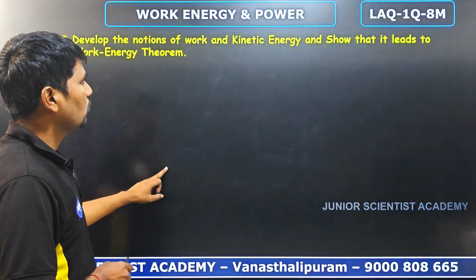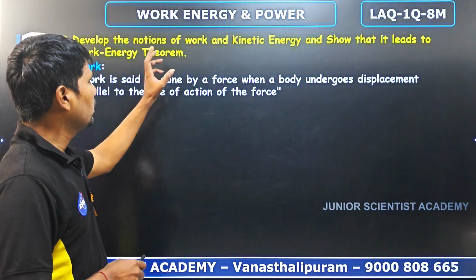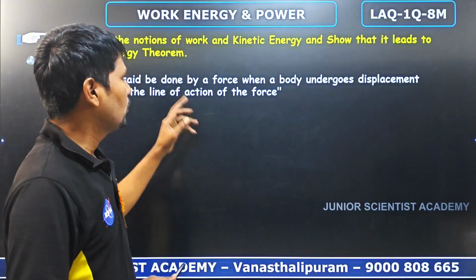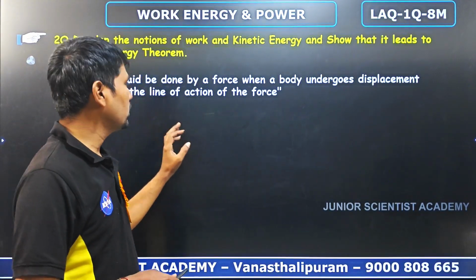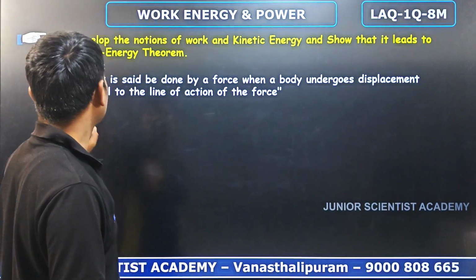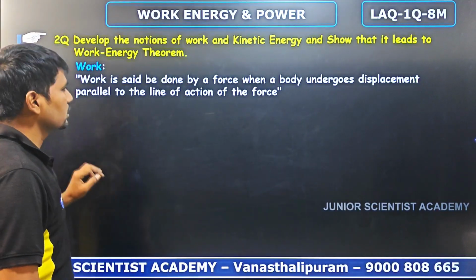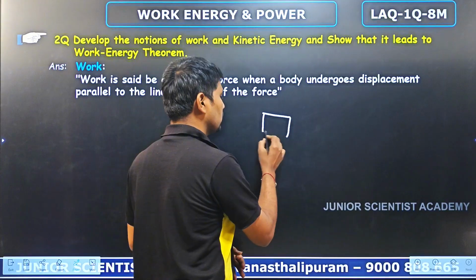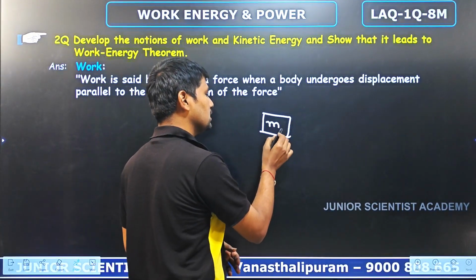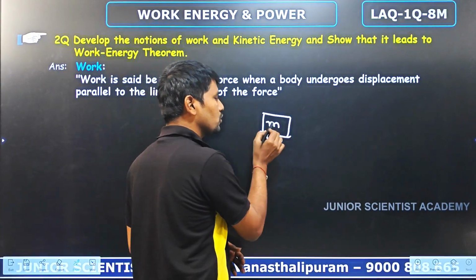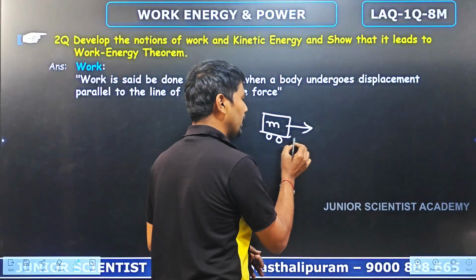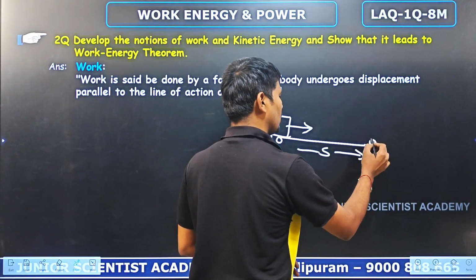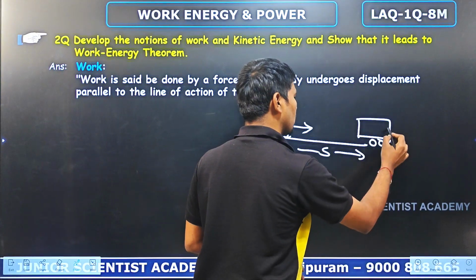Right. So what is the statement here? Work is there, kinetic energy is there. So we have to define work and kinetic energy. What is meant by work? First, let me explain the statement with the help of a diagram. This is an object of mass m. Here force should be applied and it should be displaced. After displacement, this is the object.